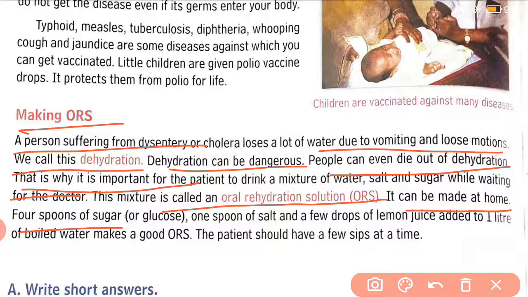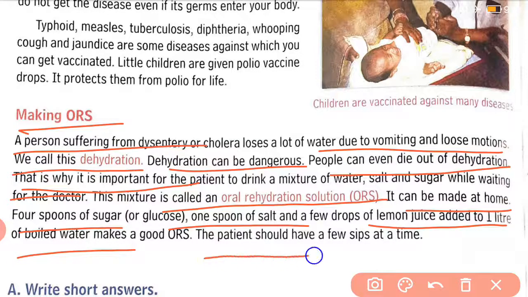Four spoons of sugar or glucose, one spoon of salt, and a few drops of lemon juice added to one liter of boiled water makes a good ORS. The patient should have a few sips at a time.